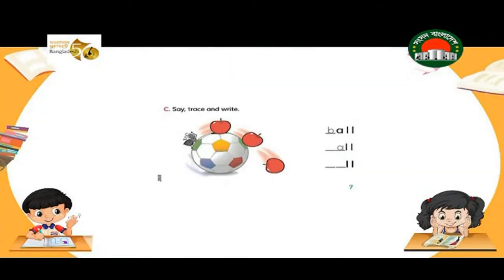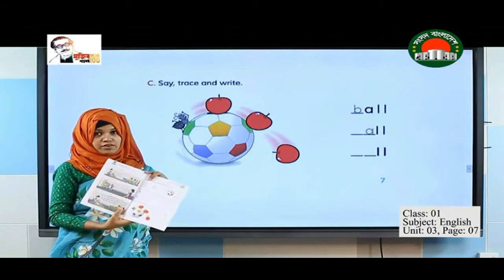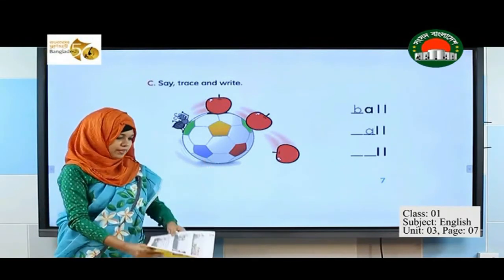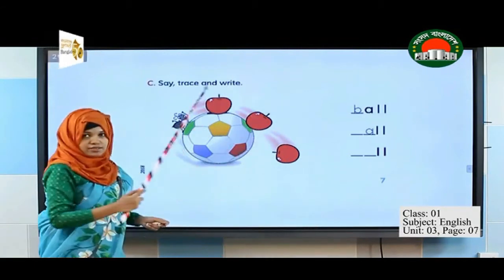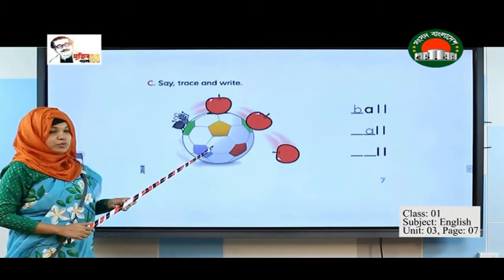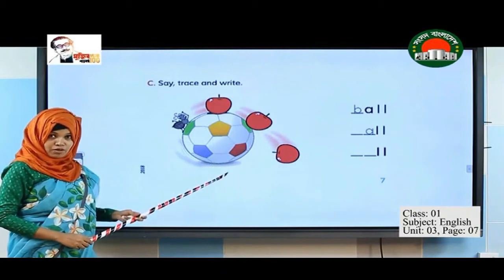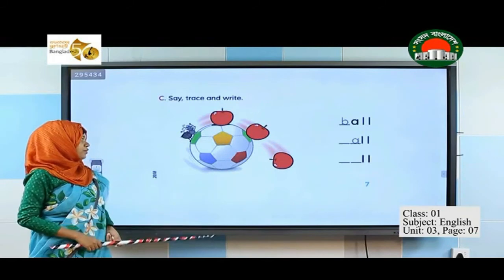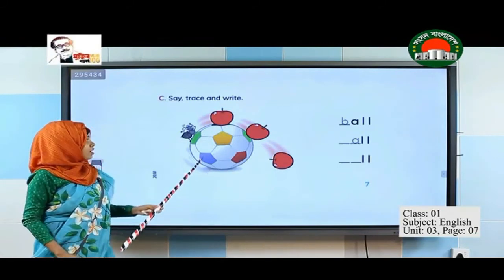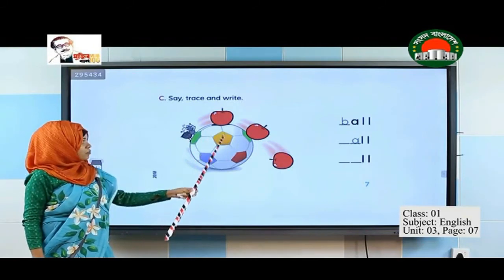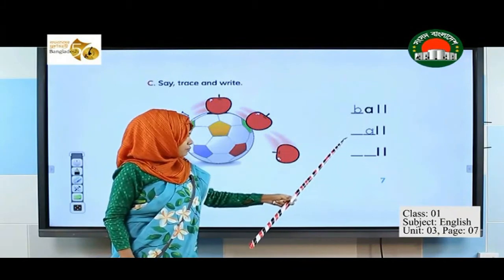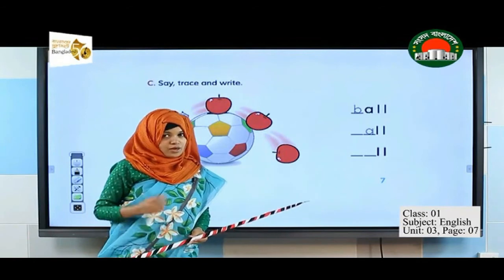We will practice activity C. So everyone, take your English book and find activity C on page 7. Here, in the last part of this page. Okay, dear students, what can I see here? In this picture, we can see a ball, an ant, and also apples. So, now we have to fill up these gaps. Okay, how can we do it?